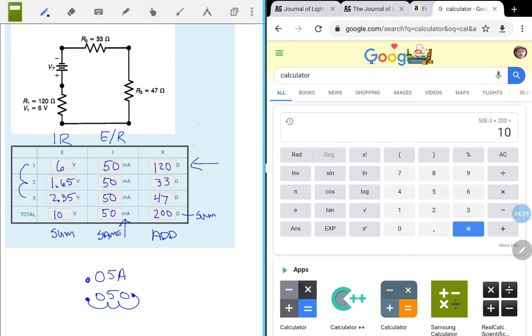And you can check that. 6, 7, 8, 9, and then the 35 and the 65 is another 1. So there's 10 volts. And that's the way that you do the problem.